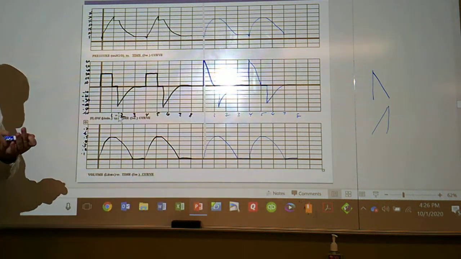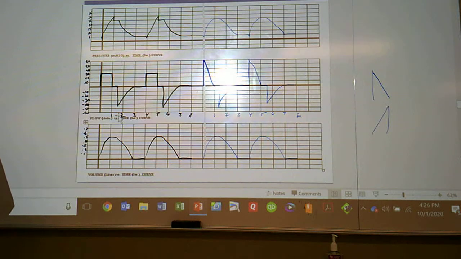So the inspiratory hold for pressure goes at the top. Pressurize the lungs, hold it, exhale. I'm still in volume. So I went up to the 0.5, so I'm starting at 0 and going up to 0.5.